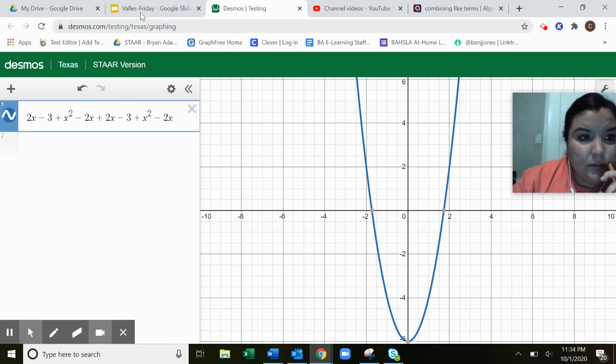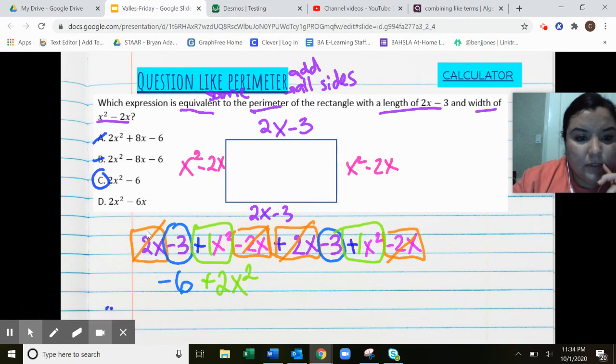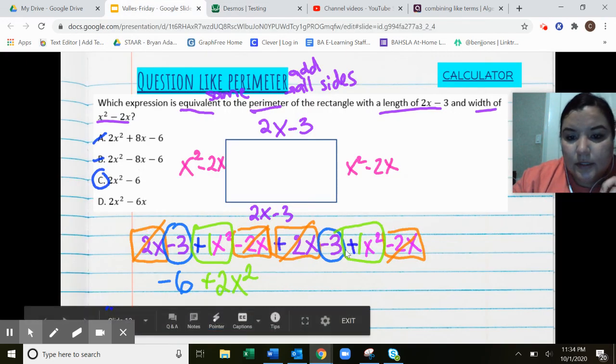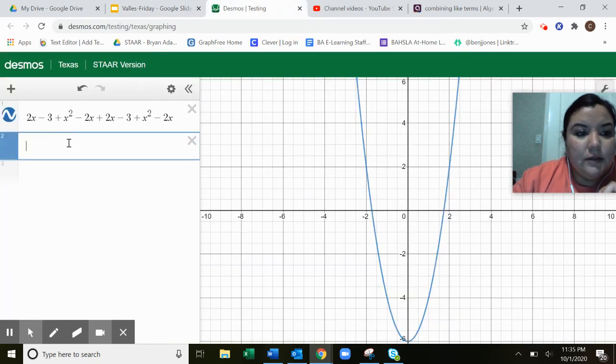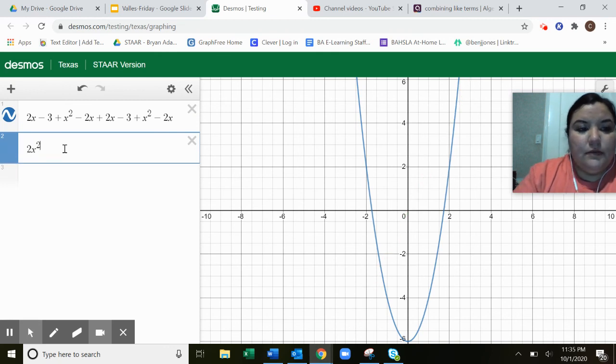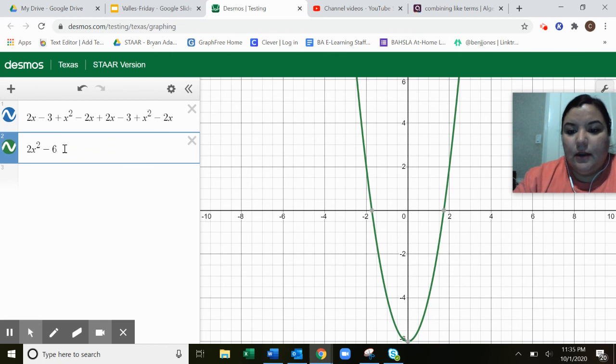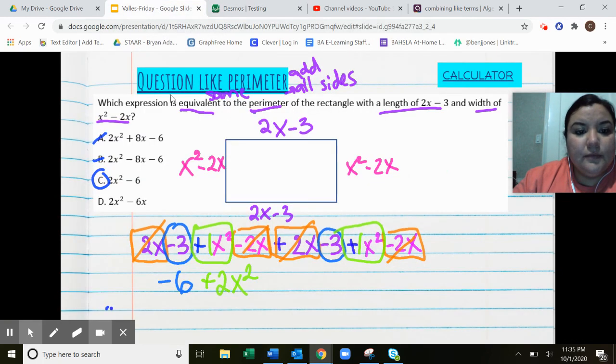So I think that looks very similar. 1, 2, 3, 4, 5, 6, 7, 8 terms. Okay, and then we're going to put 2x to the power of 2 minus 6. And there we go. It's the exact same graph. So this confirms that this was the answer.